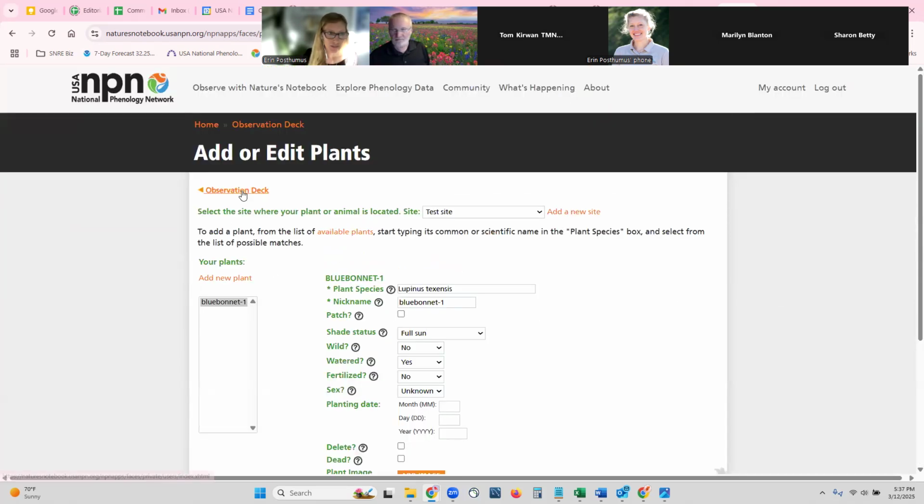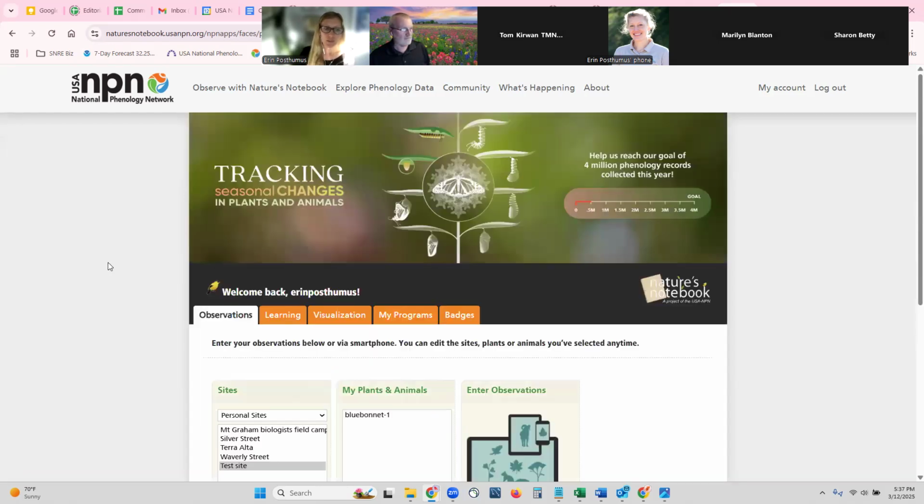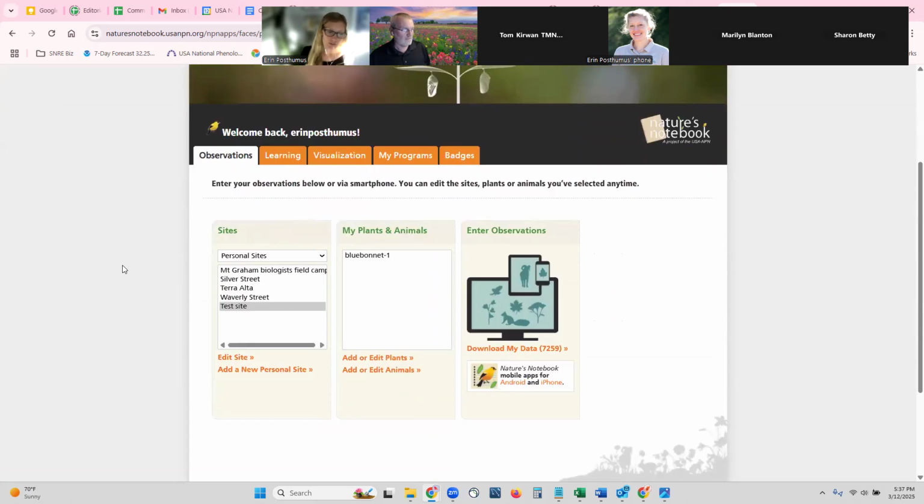And then you have it here. So then if I go back to my observation deck, I can see it there. And so now when I go to the app, if you haven't used the app before, just use your same login details, and it'll show you your site with your plant right in the app. If you don't see it, make sure you use that sync button that again is at the bottom of the review screen.